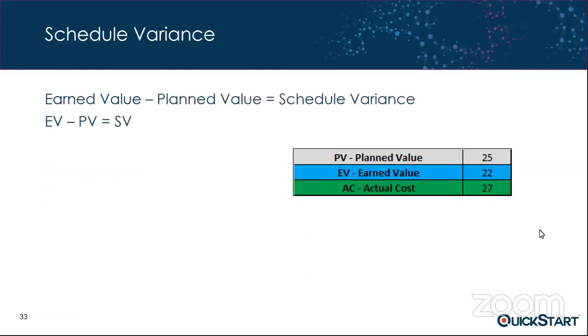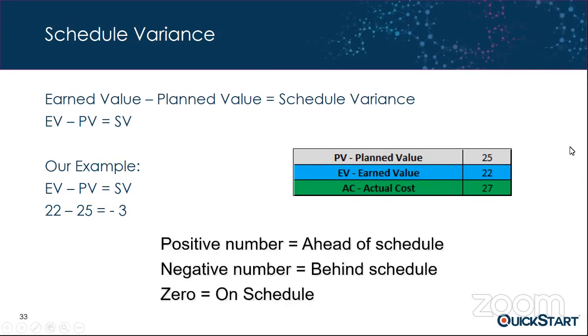Now let's talk about schedule variance. Very similar. There's a formula for that: earned value minus plan value. If we drop this down, EV minus PV equals SV, we simply plug in our variables. 22 minus 25 gives us a -3. Again, you have to apply your decoder ring. A positive number means we're ahead of schedule. A negative number means we're behind schedule. In this case we have a negative number, so we are behind schedule.